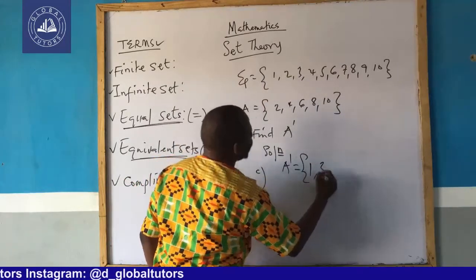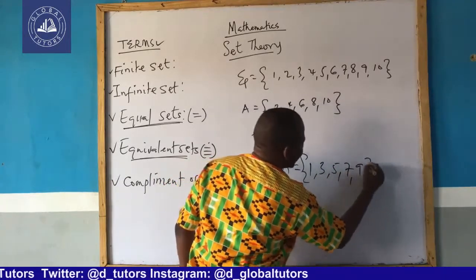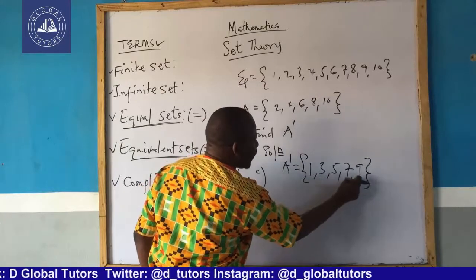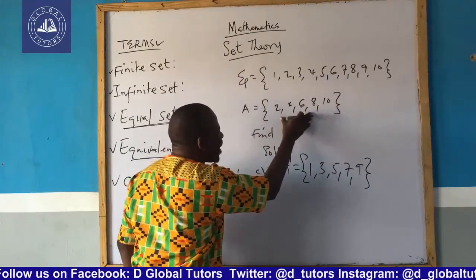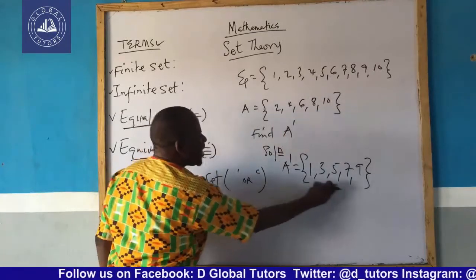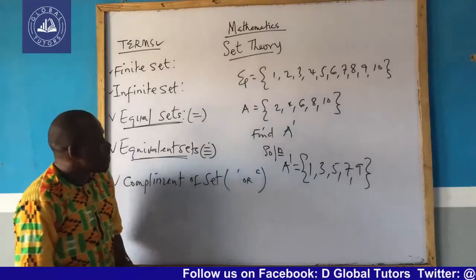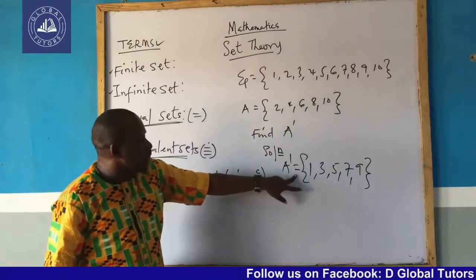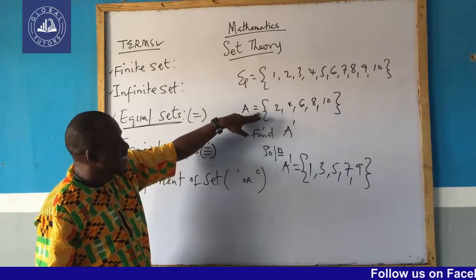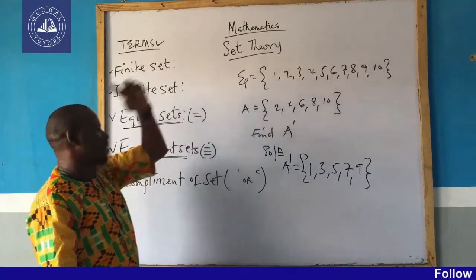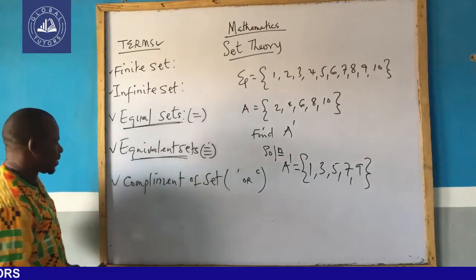3, 5, 7, 9. So 1, 2, 3, 4, 5. These elements are in the universal set, but they are not in A. Therefore, they are the complement of A. So the complement of a set is the list of the elements present in the universal set, but not in that particular set. That's what we call complement of a set.